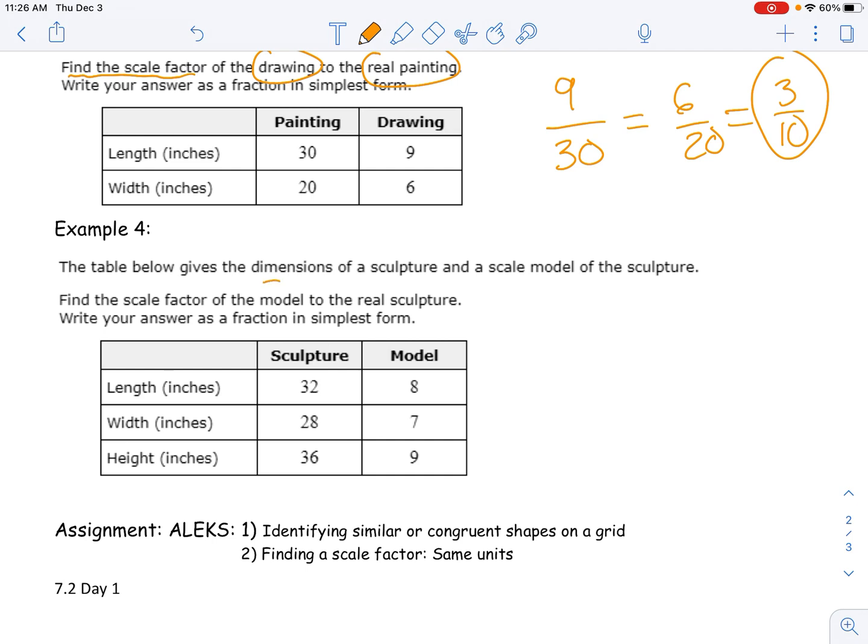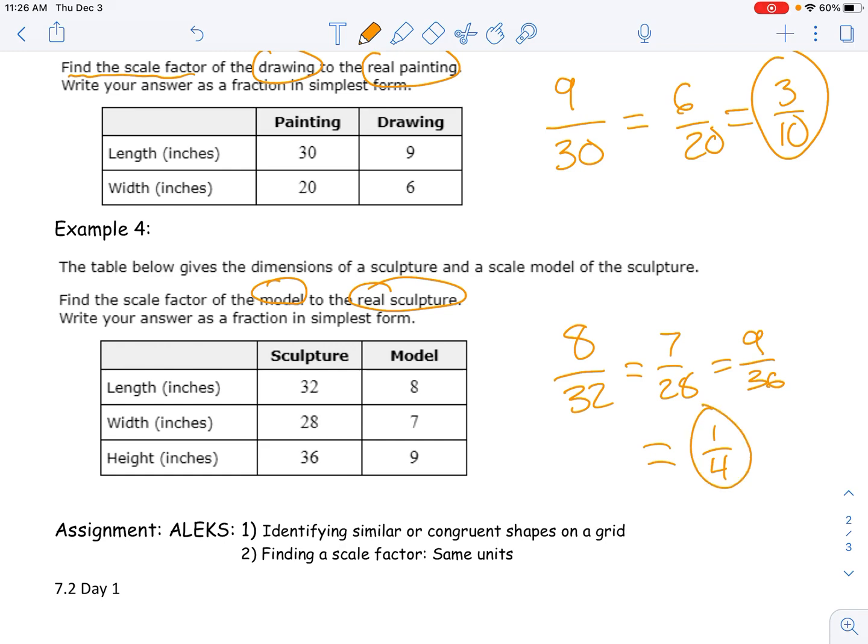On the next one, it wants to go from the model to the real sculpture. So the model is going to go on top, 8 over 32, which is the same thing as 7 over 28, which is the same thing as 9 over 36. And those are all equal to 1/4. So that would be our scale factor.